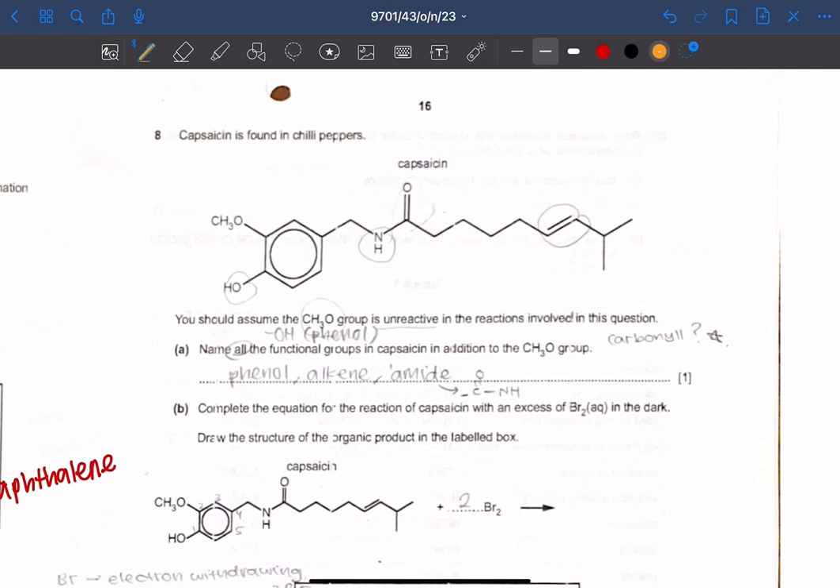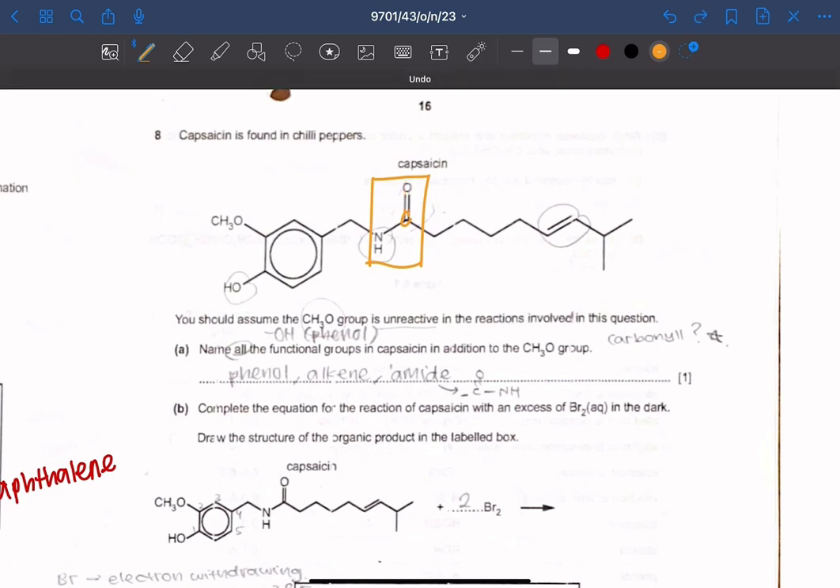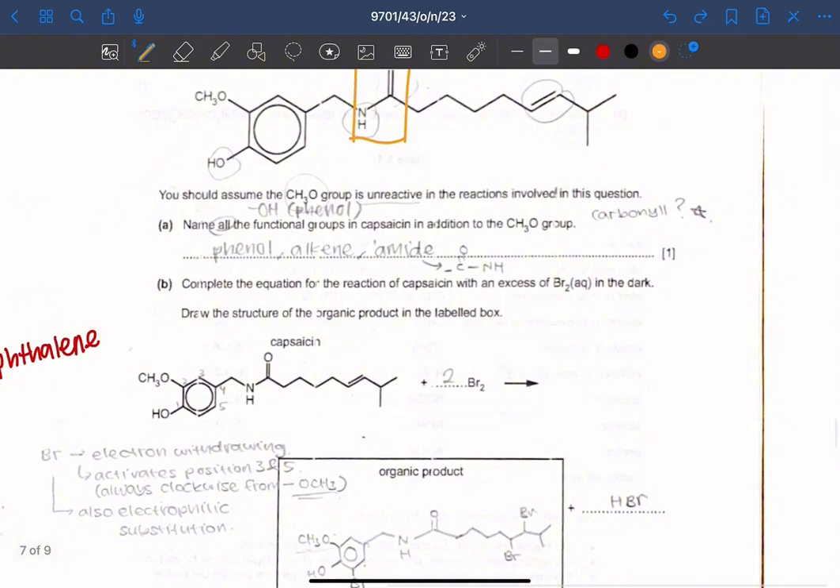Capsaicin is found in chili peppers. You should assume the CH3O group is unreactive in the reactions involved in the question. So name all the functional groups in capsaicin in addition to the CH3O group. So the first is phenol, then we have an alkene group, then we have an amide. An amide consists of actually NH, C double bond O, and therefore the carbonyl group C=O is not actually a separate functional group. Okay, next, B.